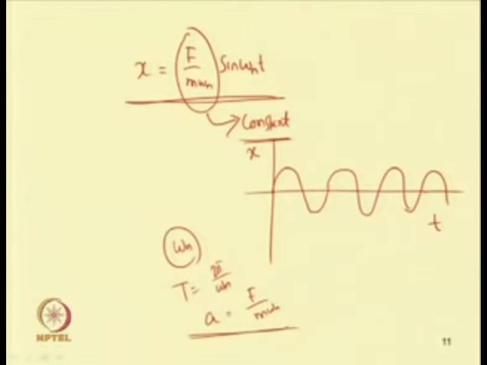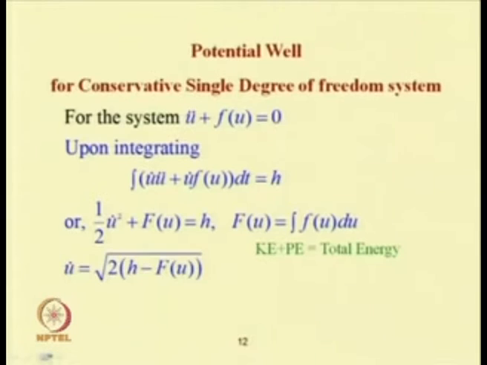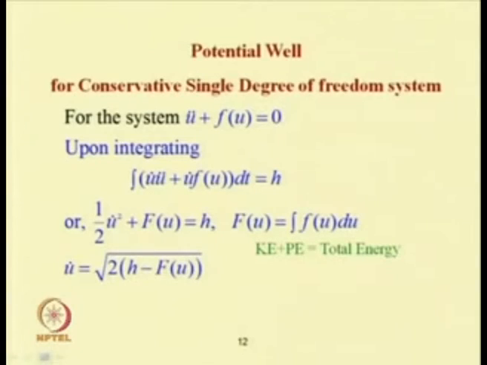But let us see how the system behavior will be in case of the nonlinear systems. We can do the qualitative analysis or quantitative analysis. To recall the qualitative analysis, if the equation is written in this form, u double dot plus f(u) equal to 0, then by integrating, we can write u dot u double dot plus u dot f(u) dt equal to, so integration, this becomes a constant. From this one can write half u dot square plus F(u) equal to h.